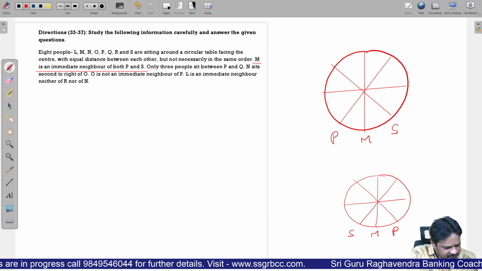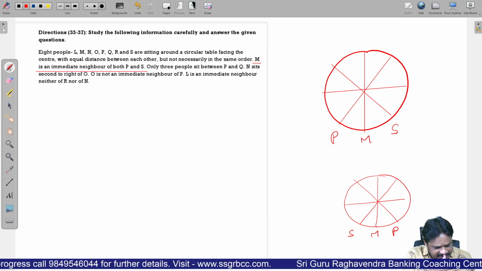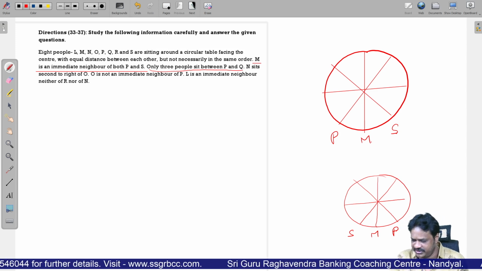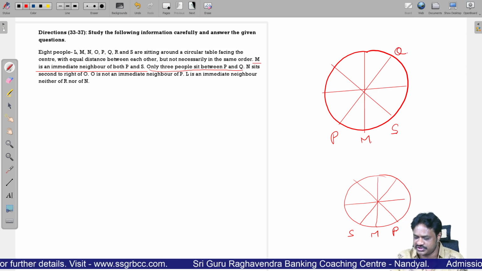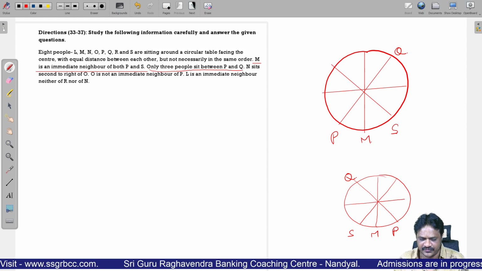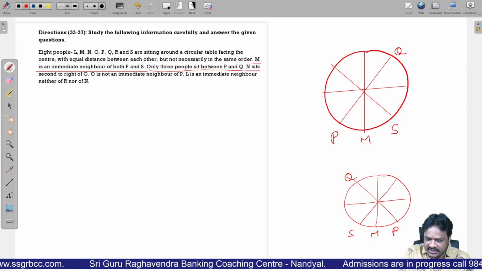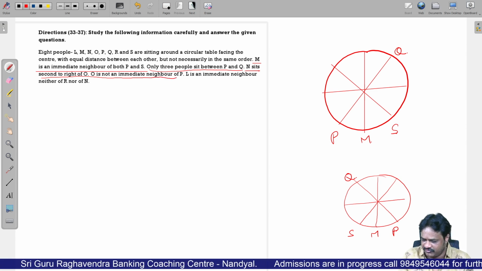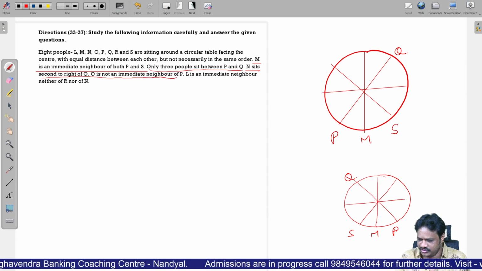Now, only 3 people are there between P and Q. That means opposite P we should get Q. Then N is second to the right of O. O is not the neighbor of P, so here you won't get O.